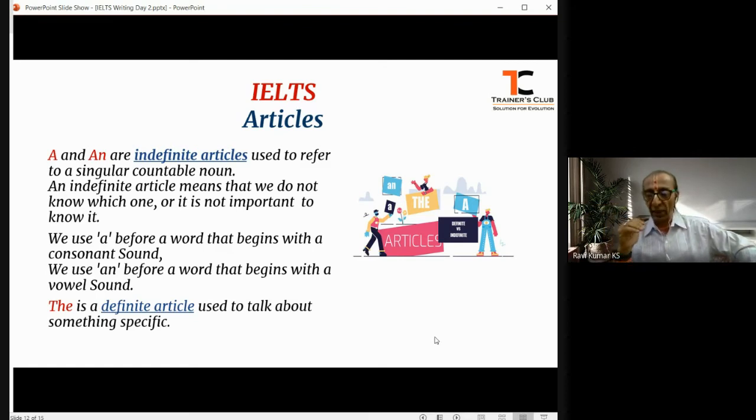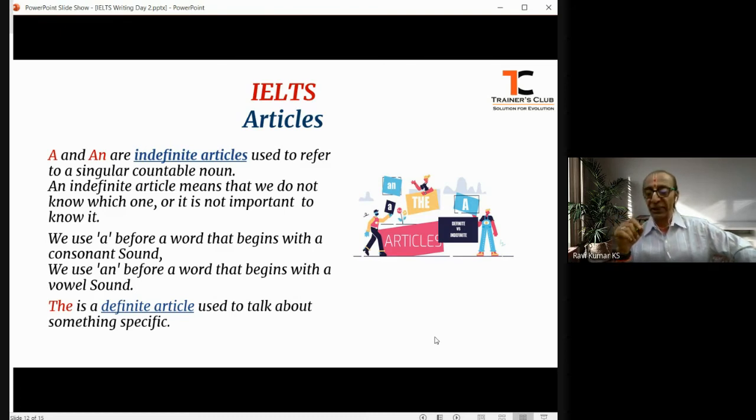Whenever a word or a noun begins with these 21 letters, or when we pronounce it, it sounds with the beginning of these letters, then a is used. A table, a pencil, a car, a chair, a person, a student, all these things. At the same time, a vowel is the first letter, but when we pronounce it, the sound refers to a consonant, that is a unit, a university, a one way.